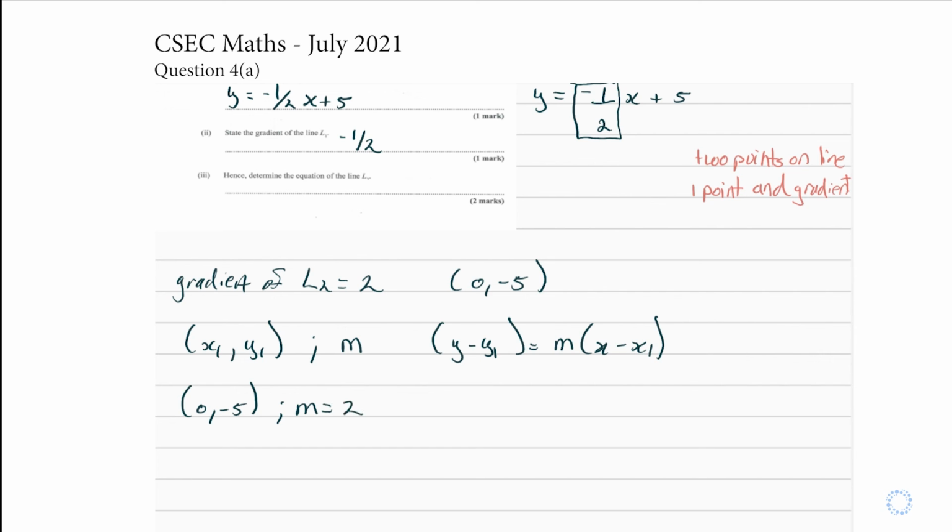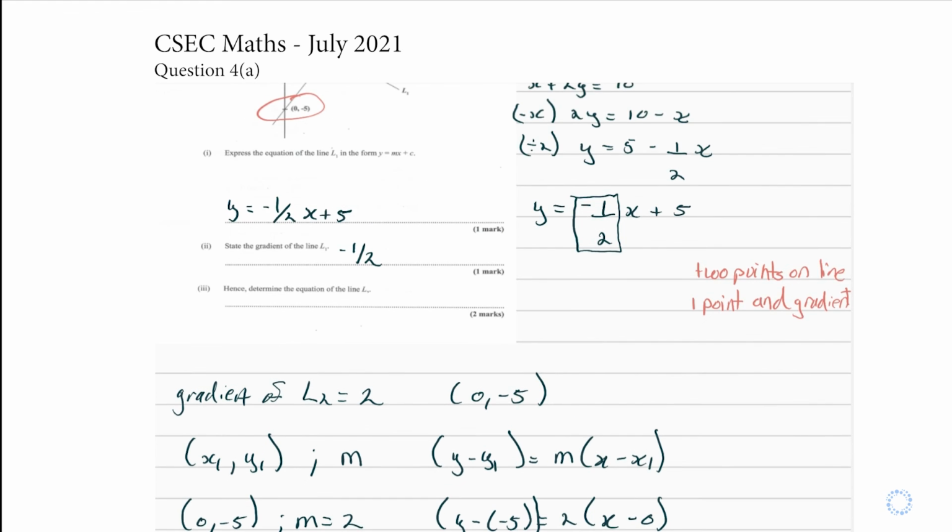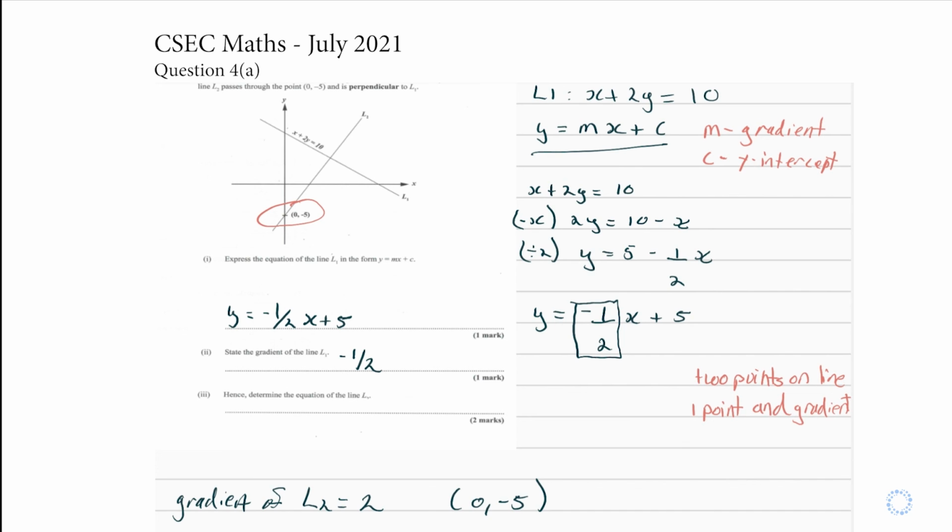So we'll have y minus minus 5 is equal to 2 into x minus 0. So you have y plus 5 is equal to 2x plus 0, because 2 by 0 is 0. So you'll have y now is equal to 2x minus 5. So that's the equation of L2.